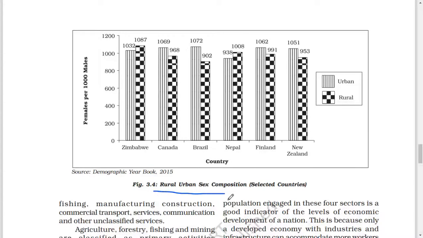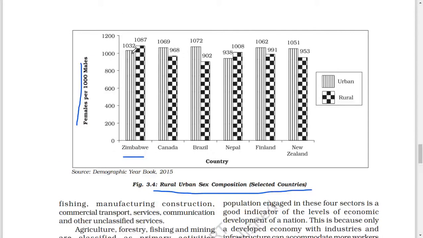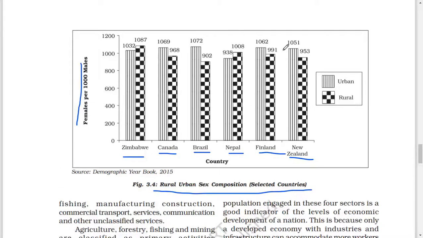Rural-urban sex composition of selected countries. Females per 1000 males: Zimbabwe 1032, 1087; Canada 1069, 968; Brazil 1072, 902; Nepal 938, 1008; Finland 1062, 991; New Zealand 1051, 953. Urban, rural.